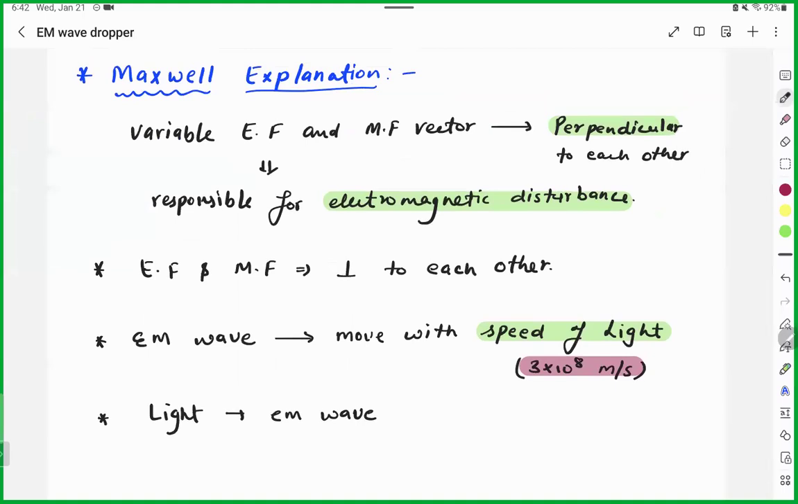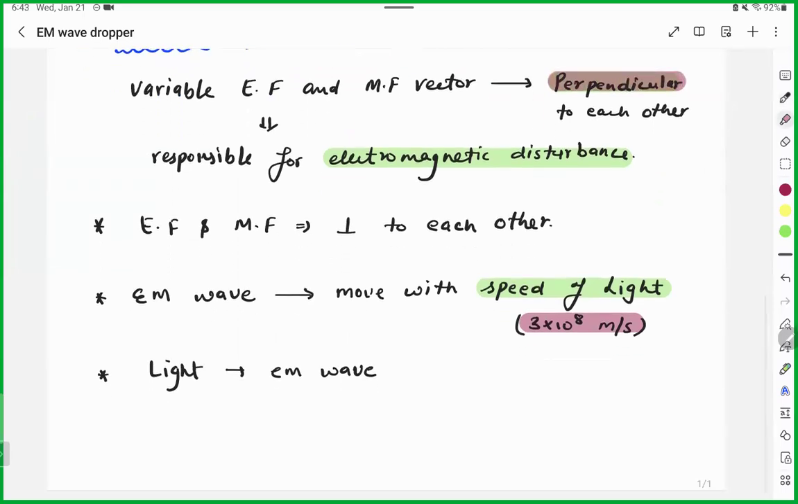Okay. So light is also electromagnetic wave because light contains both electric field and magnetic field vector, and both vectors are perpendicular to each other.